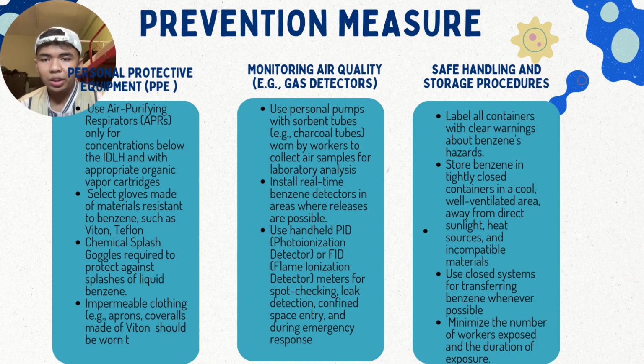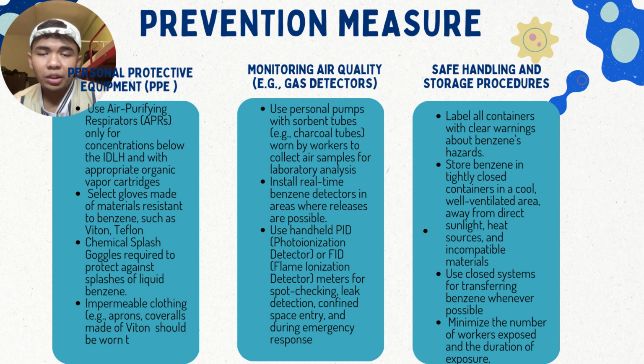Select gloves made of material resistant to benzene, such as Viton and Teflon, to protect hands from getting splashed by the benzene liquids. Chemical splash goggles are required to protect against a splash of liquid benzene, to prevent it from splashing into our eyes. Another one is impermeable clothing.